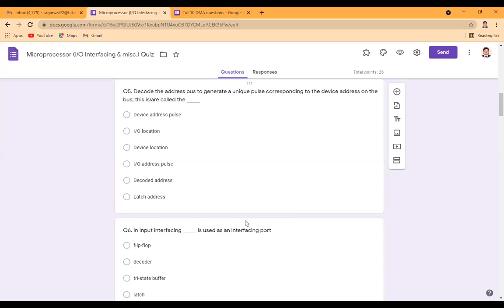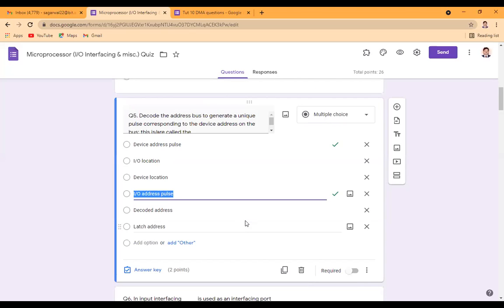Because this input-output address pulse is again ANDed with either the read control signal or the write control signal to generate a pulse that is called the input-output select pulse. But since we are talking about decoding the address bus to generate a unique pulse, that pulse is known as the input-output address pulse, IOADR. So the correct answer is input-output address pulse.